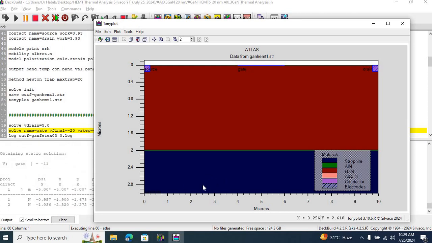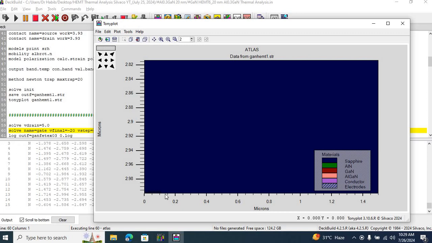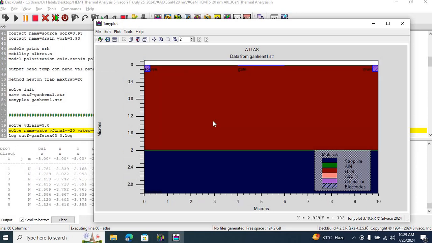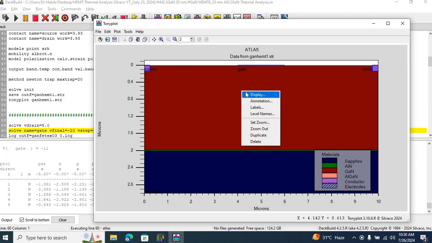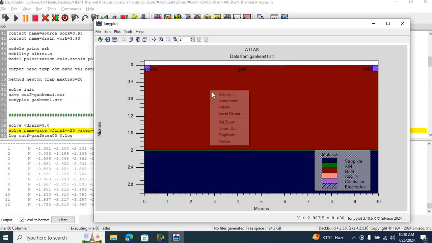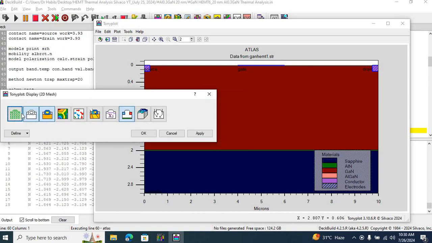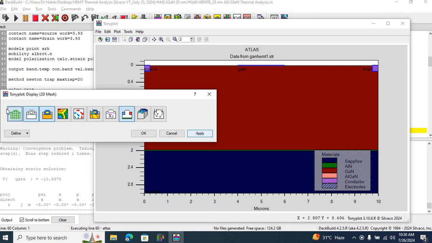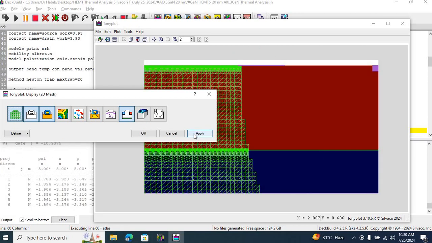We have a slightly darker layer, so you might not see it. It's not really highly visible, but if you focus, it's still visible. Then, if you right click on the structure and click on display, you can also see the meshing by clicking on this icon.